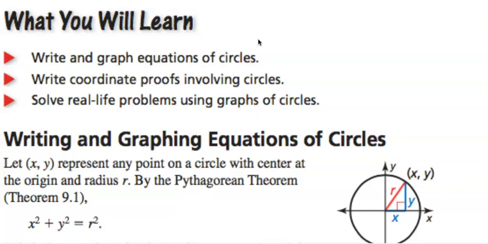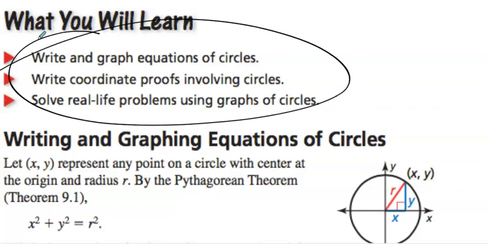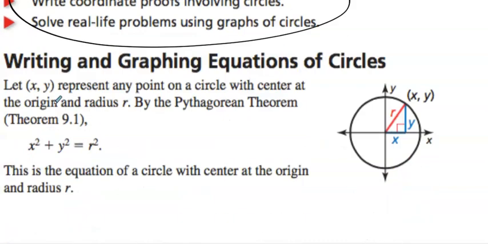Alright guys, 10.7, here we go. This is the fun part. Writing equations of circles. Let's see what we got. So, x squared plus y squared equals r squared. Alright, so there's your basic equation for a circle.